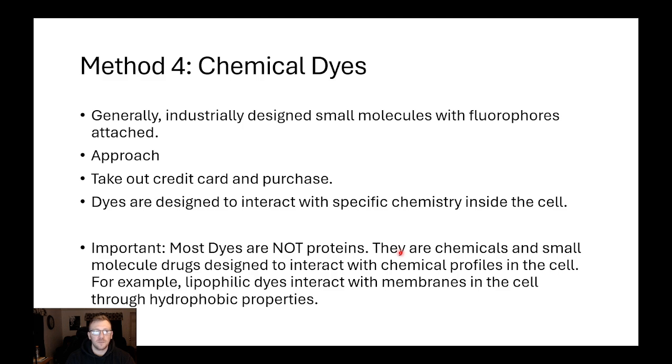So fourth method, chemical dyes. So again, these are usually like lipophilic dyes, or they're not specific to a protein. They're specific to a chemical signature of proteins in your model organism. So again, lipids, even like actin motifs, things like that. It's going to be very broad strokes that are going to dye things generally, but not specifically. These are generally just industrial design small molecules with fluorophore attached.